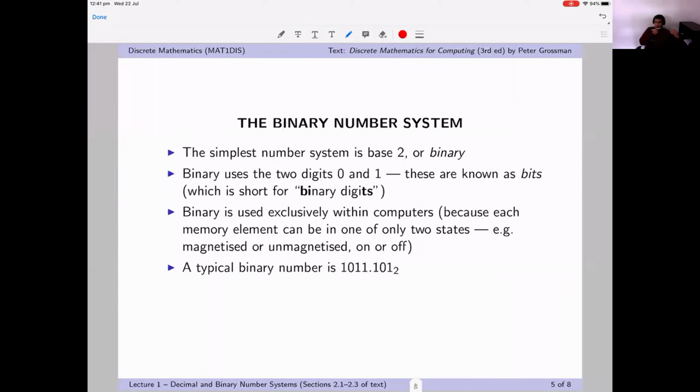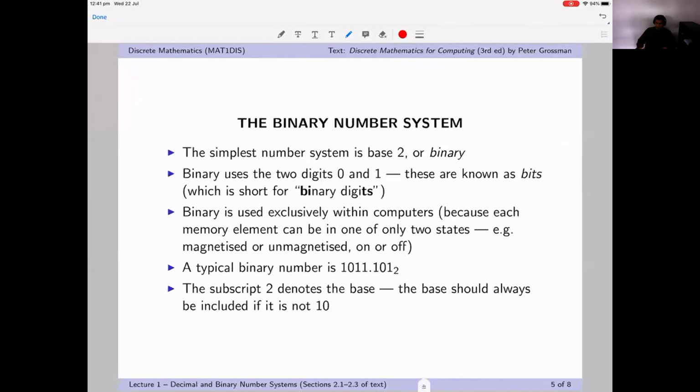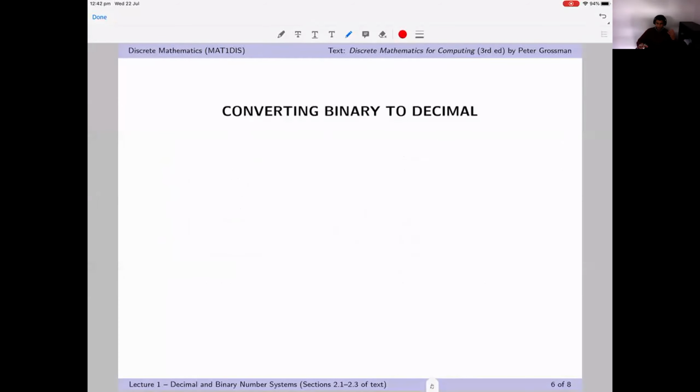So a typical binary number is 1011.101 with a subscript 2. This 2 indicates that it is written in binary. This number has certain meanings. If you want to understand what this number represents in decimals, we can do that. Whenever we are writing a base other than 10, we have to include that base number in small print to indicate that it's base 2, to distinguish it from other numbers.